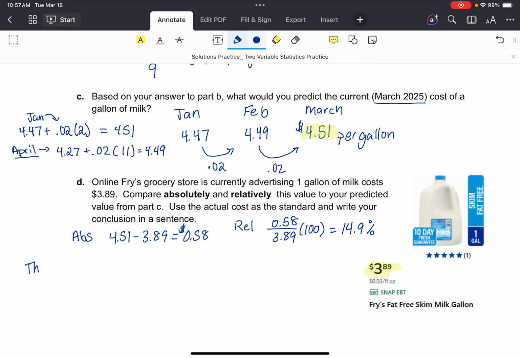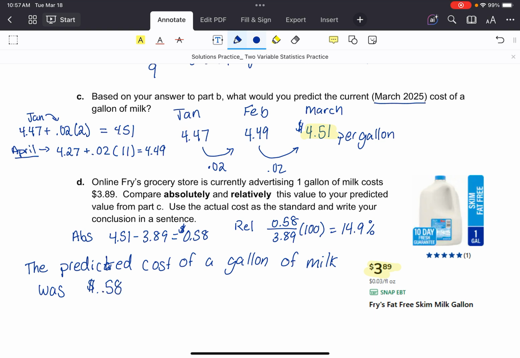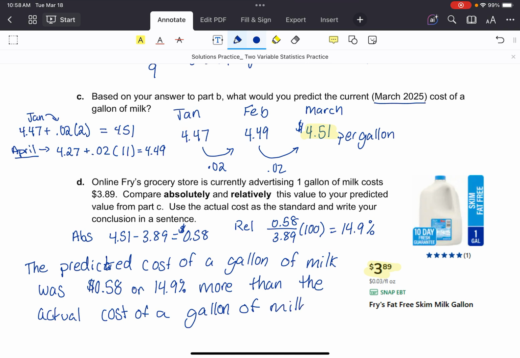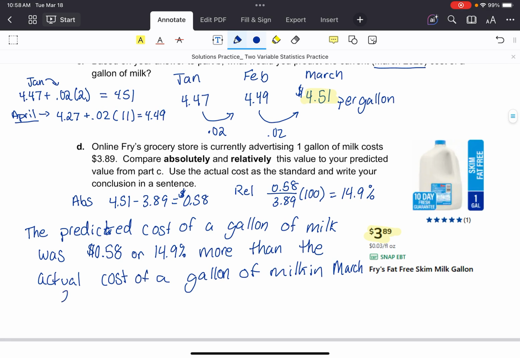And so then I need to write a sentence. So I would say something like, the predicted cost of a gallon of milk was 58 cents or 14.9% more than the actual cost of a gallon of milk in March 2025.